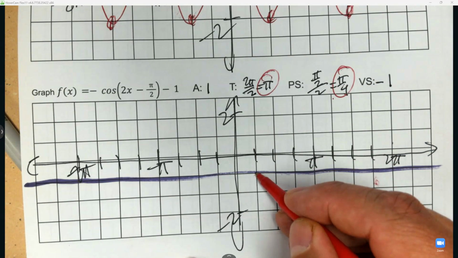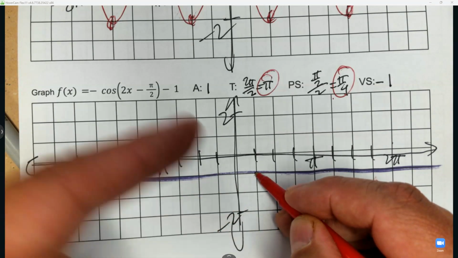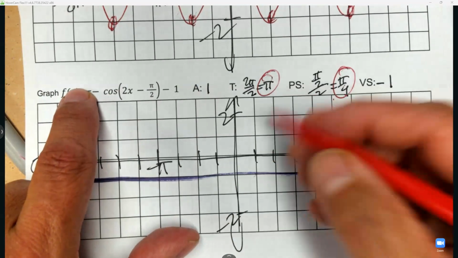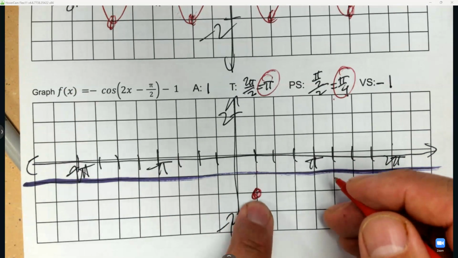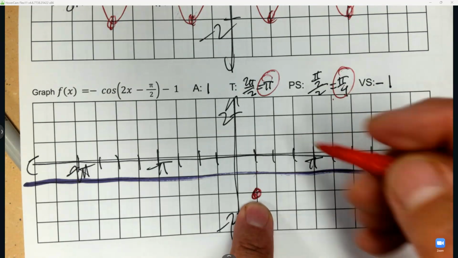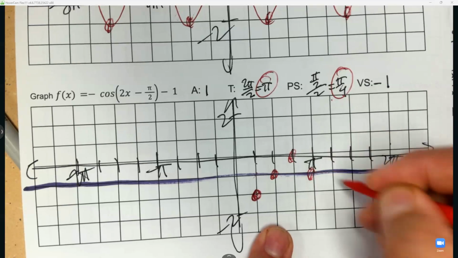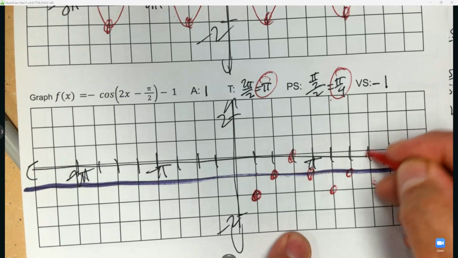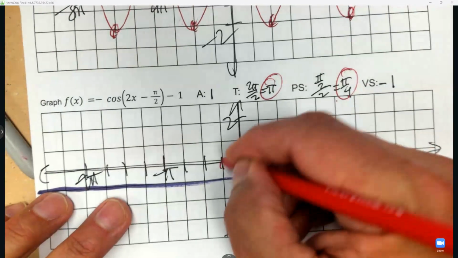And we go to the midline. Now cosine starts usually at the top of the wave. So from the midline we'd count up 1. But because it's negative, from this midline we count down 1. So there's the bottom of my wave. And then I follow the pattern from there. So it goes, that's the bottom, middle, top, middle, bottom, middle, top, middle, bottom. And do the same thing on this side.